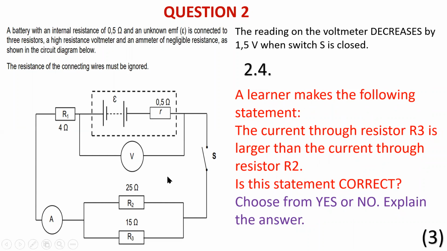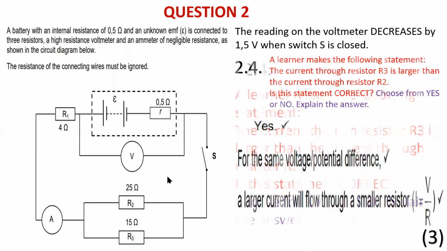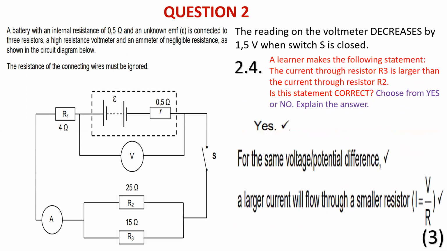Okay, so let's see our answer now. Answer is yes. Why? Because for the same potential difference, a larger current will flow through the smaller resistance, because in parallel we have the same voltage. You can say they have the same voltage because of the parallel combination, and then because of Ohm's law, current is equal to V over R. This is our first option.